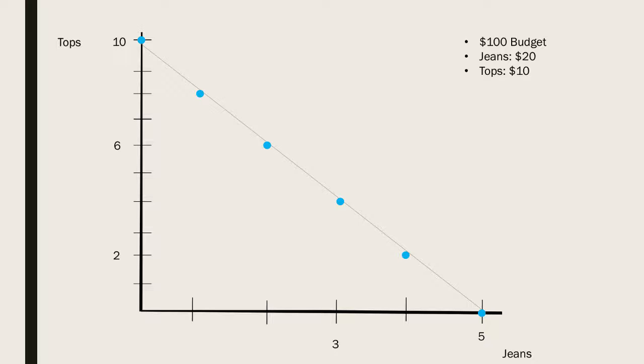If I wanted to buy a combination of 6 tops and 1 pair of jeans, well, now I'm only going to be spending $80. So what we notice is that any points inside the curve are going to be feasible, meaning that I can afford them, but I'll have money remaining. So they're inefficient use of the budget I've been given. If I want to buy 6 tops and 4 pairs of jeans, I'm going to be spending much more than the $100 that I've been budgeted. So I don't have enough funds to reach any points outside.